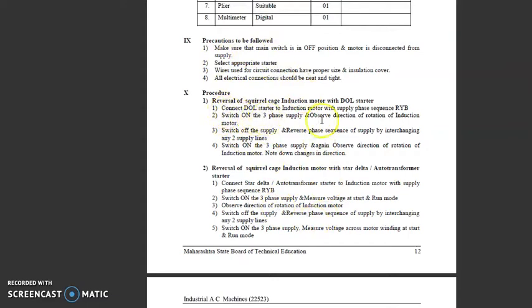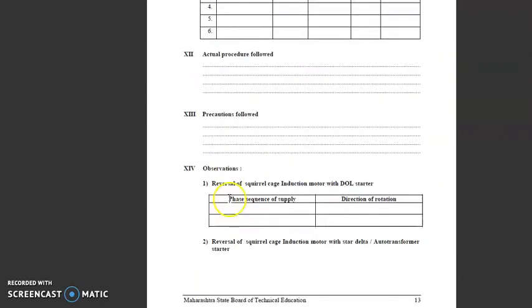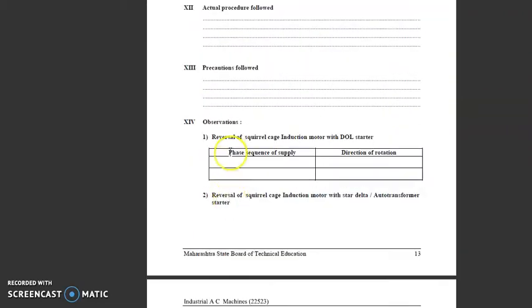Connect the DOL starter to the induction motor with supply R, Y, B. You can read the procedure with the help of the manuals. Now we are focusing on the observations. After connections, in the first observation they have given the reversal of squirrel cage induction motor with the DOL starter, then the phase sequence of supply, and direction of rotation.